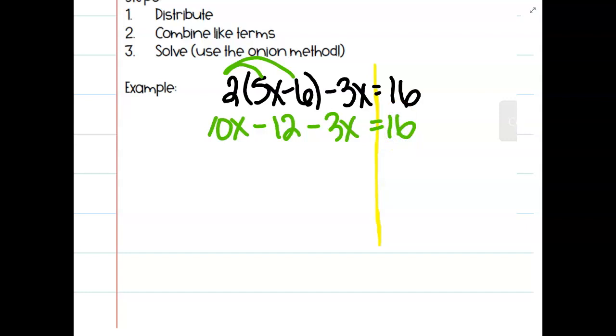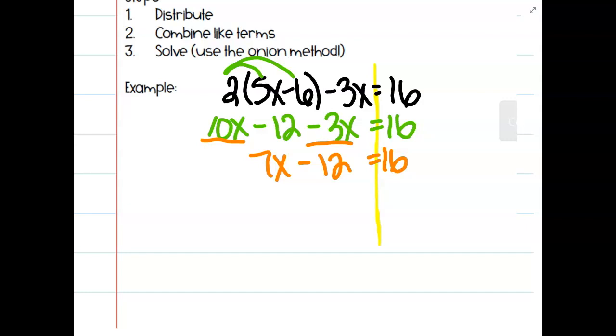Hey, after you distribute, get in the habit. Anytime you distribute, a lot of times what that's going to do is it's going to create terms that you can combine together. So looking at this one, I have a 10x and a negative 3x. Okay, remember, you're taking the sign in front. So I have a 10x and a negative 3x, which gives me 7x. And on that side, I still have the minus 12 equals 16. Notice, now I have a 2-step equation.